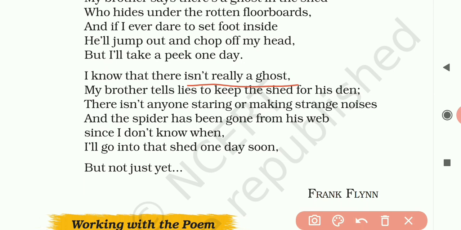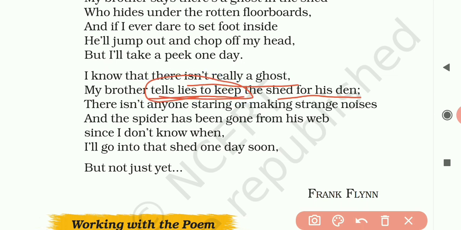My brother tells lies to keep the shade for his den. Okay, my brother tells lies. ये भाई का झूठ पकड़ लिया. Okay, he knows that his brother tells lies to keep the shade for his den. ओके, वो खुद खेलने के लिए या मस्ती करने के लिए उस जगह को ऐसे ही रखने के लिए I think he tells lies to others.